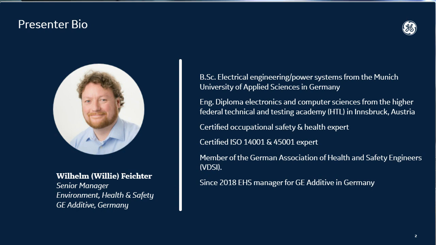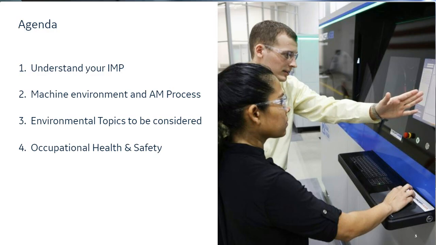So a little bit about the agenda for today. I want to talk to you about understanding your IMP, and I will also explain to you later what IMP means. Also, I want to give you a quick hint about machine environment and potential AM process impacts when it comes to health and safety and environmental implications. Then we go a little bit deeper into the environmental topics that need to be considered when you're operating additive manufacturing machines. And also, at the end, occupational health and safety things that also need to be considered.